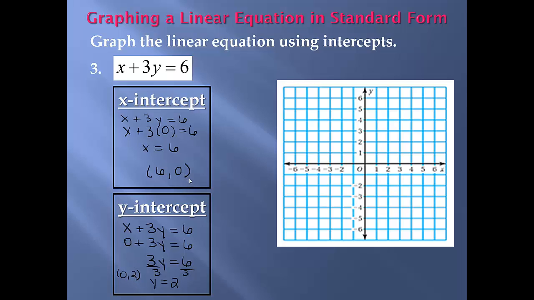Now we can go ahead and graph these two ordered pairs. First we can graph the x-intercept at 6, 0, which means we will go to the right 6, and then we don't go up or down at all, we stay at 0. And then for the y-intercept, we graph 0, 2. So we start at 0, we don't have to go left or right at all because we have 0, and then we would go up 2 for the y. Now we can go ahead and graph the line.